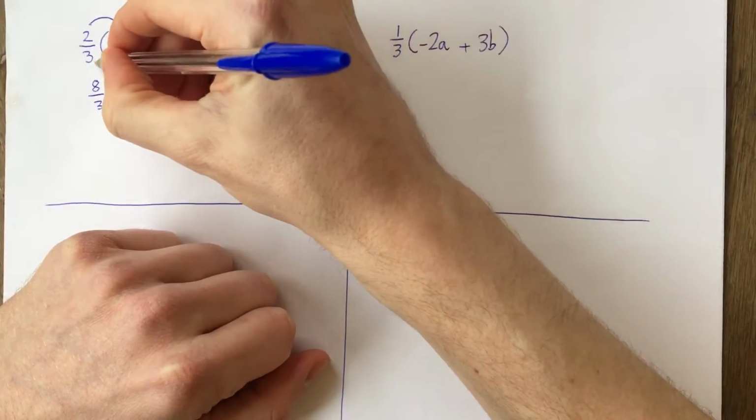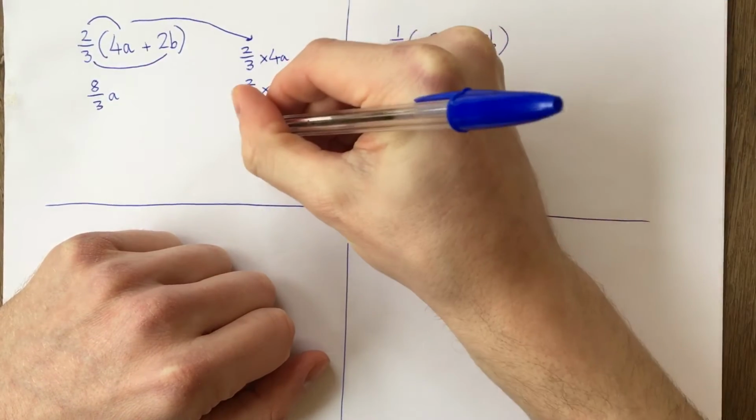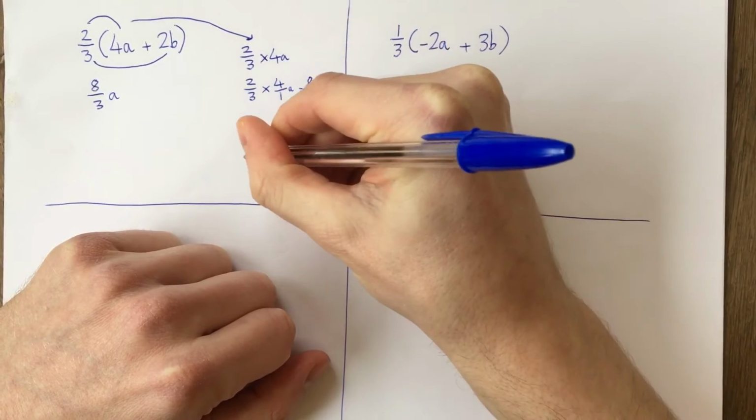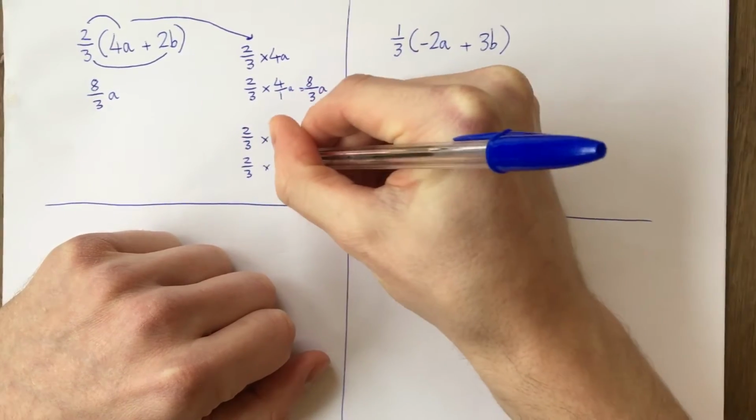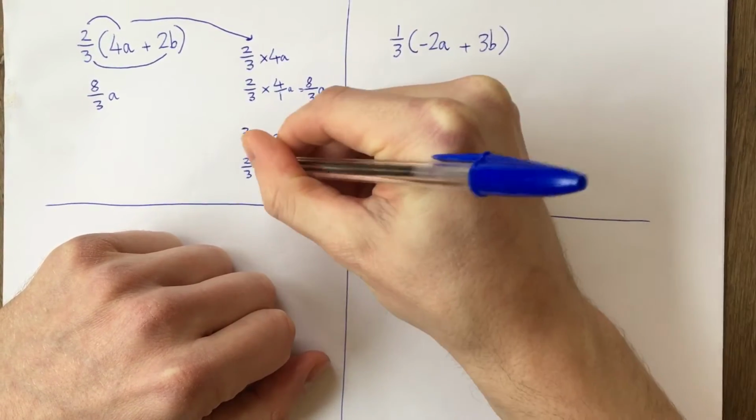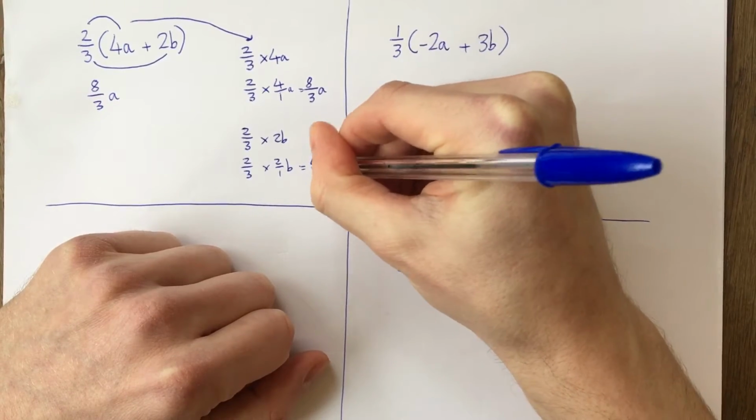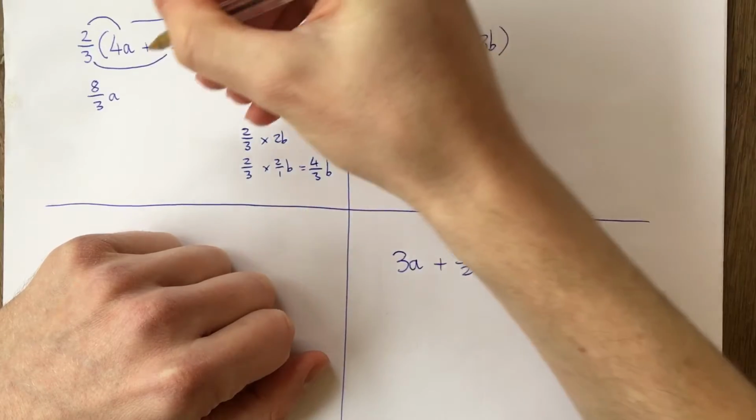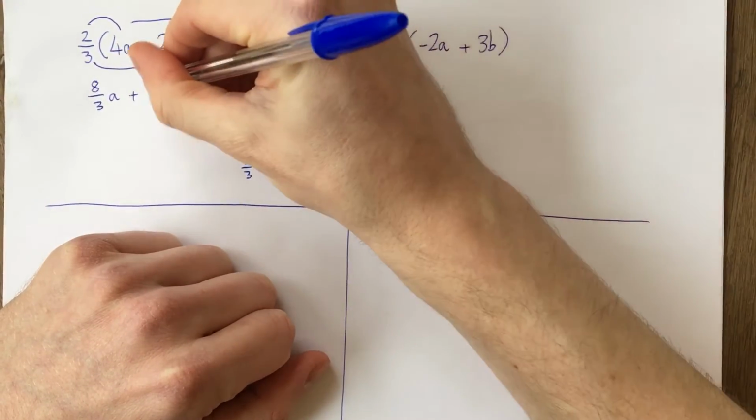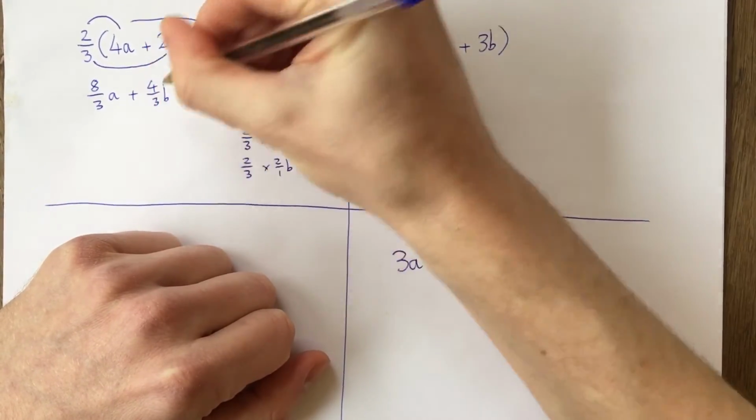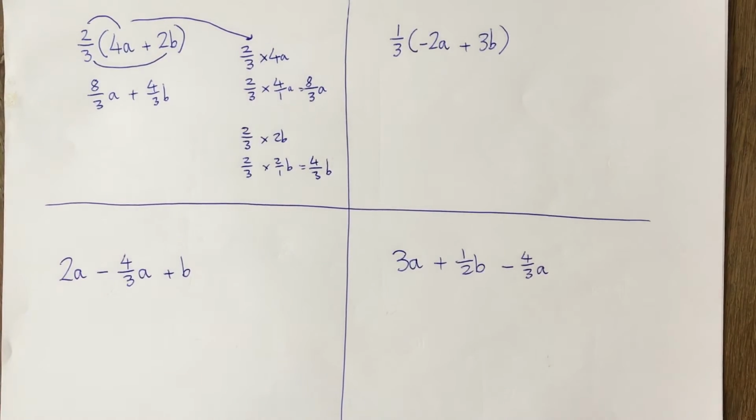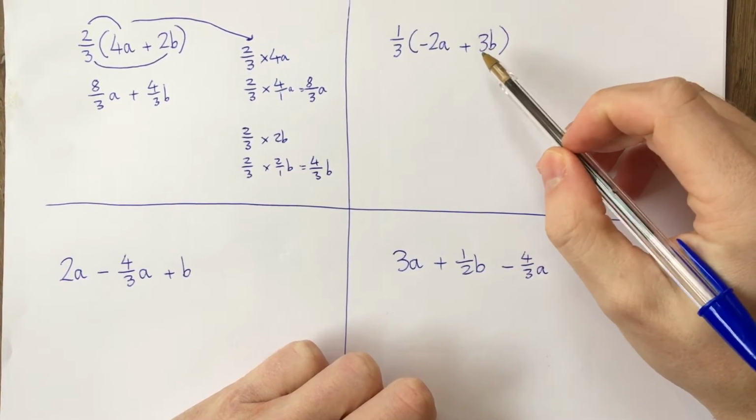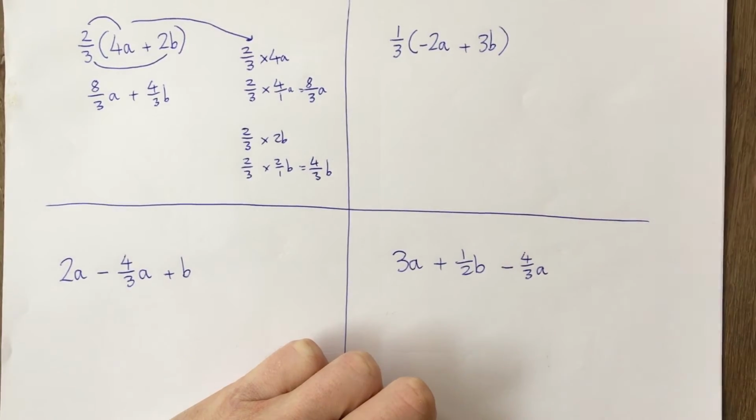And then we'd do 2 over 3 times 2b. So same thing, 2 over 3 times 2 over 1b. 2 times 2 is 4. 3 times 1 is 3b. So it'll be plus 4 over 3b. Okay, just like that. Alright, you can try that one by yourself if you want to, or I can just go through it now. So I expand the bracket.